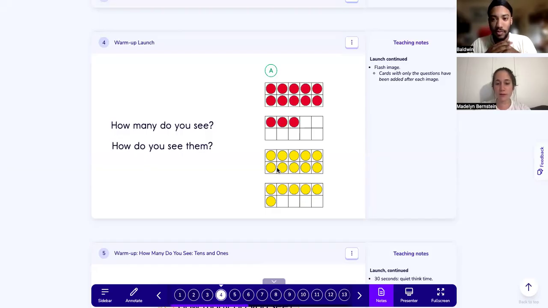So I see the red in one group of 10 and then I see one loose one, two loose ones, three loose ones at the bottom. And then I see one group of 10 yellow. And then I saw six loose ones at the bottom. Good. I love how you stated that you saw one group of 10, and then you also stated the number of loose ones you saw. For example, three loose ones for the red counters and six loose ones for the yellow counters. It's important that we know how to break up our numbers in terms of tens and ones.